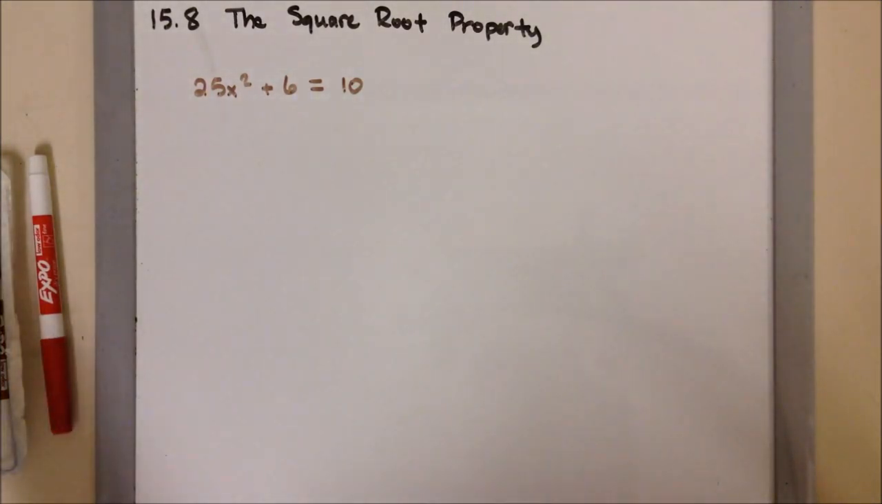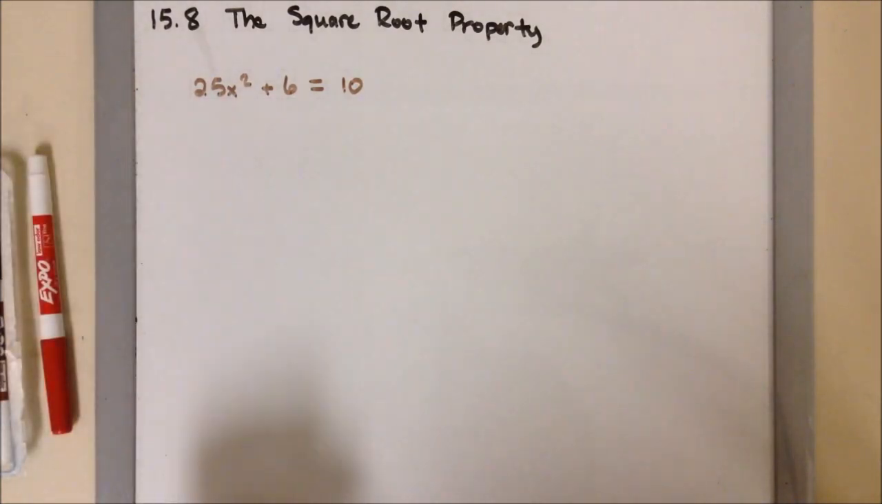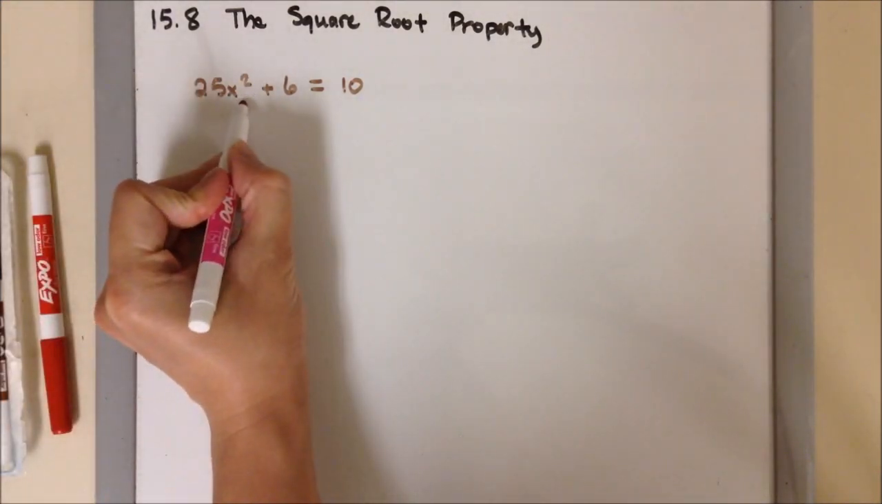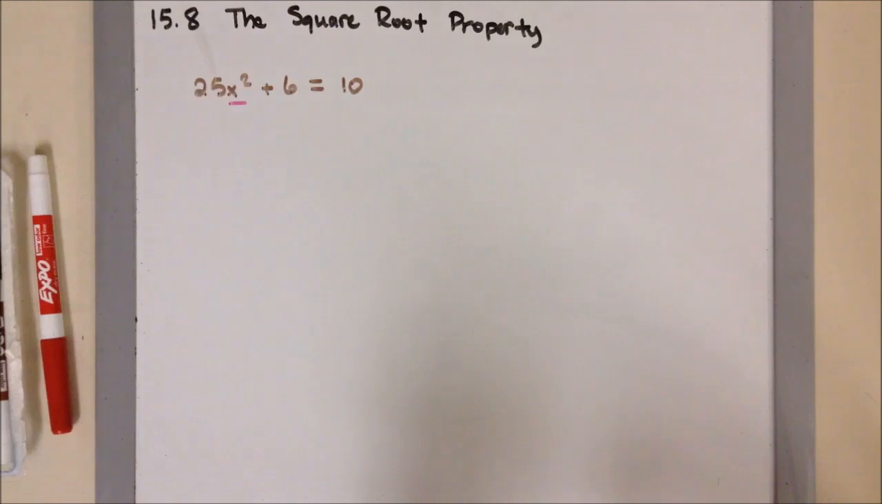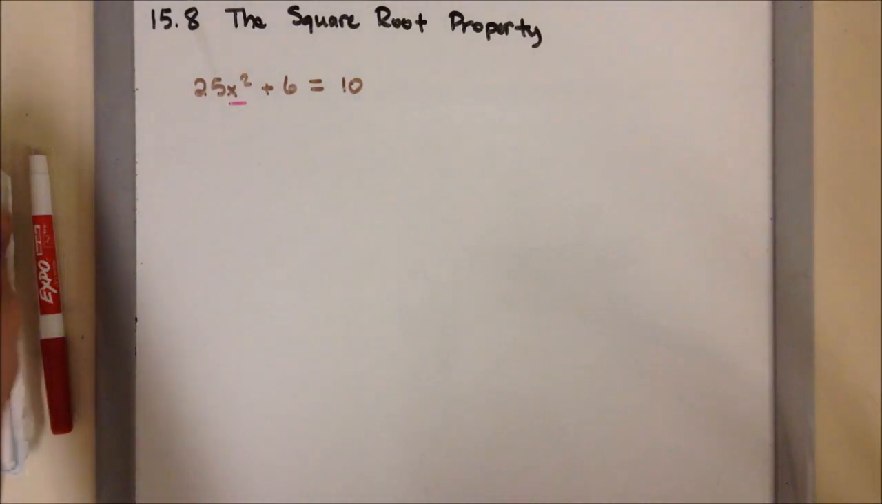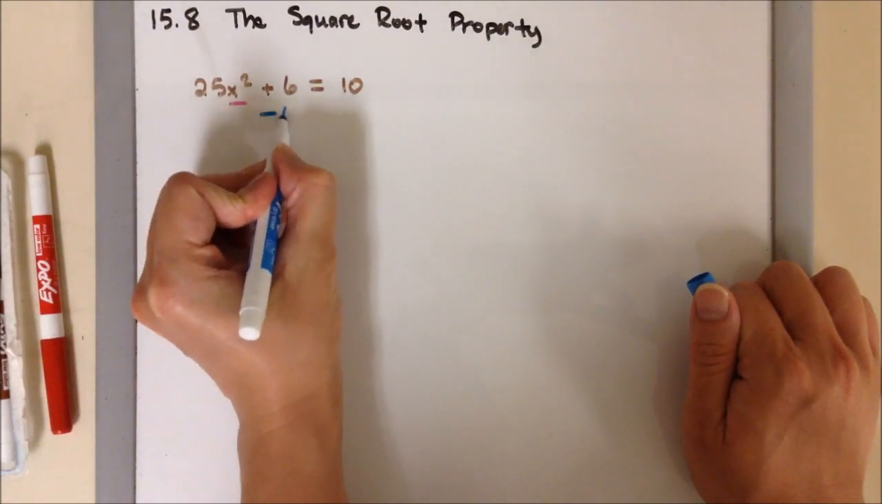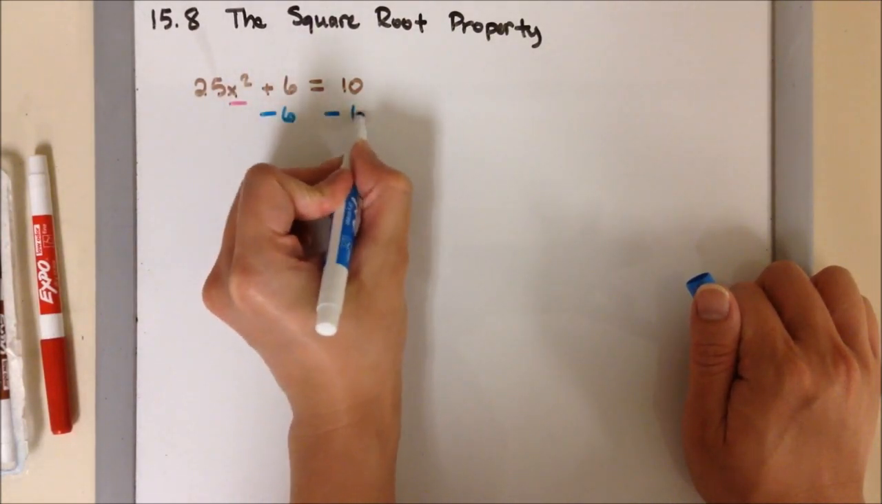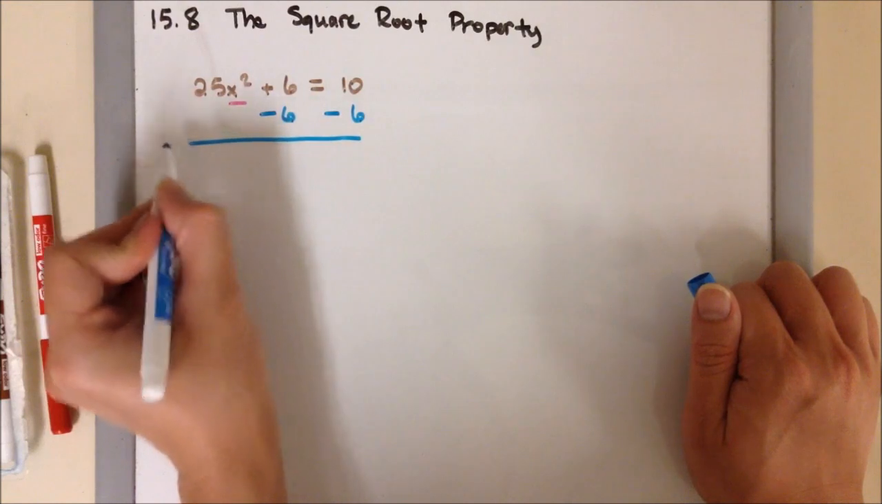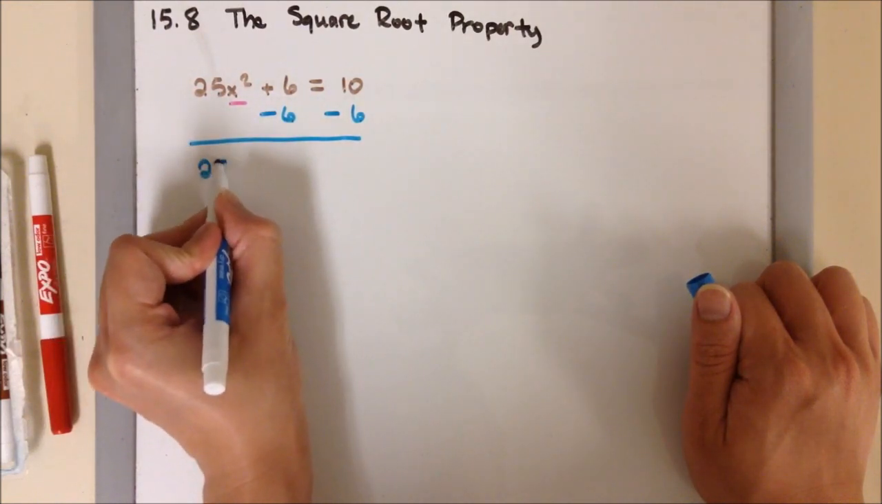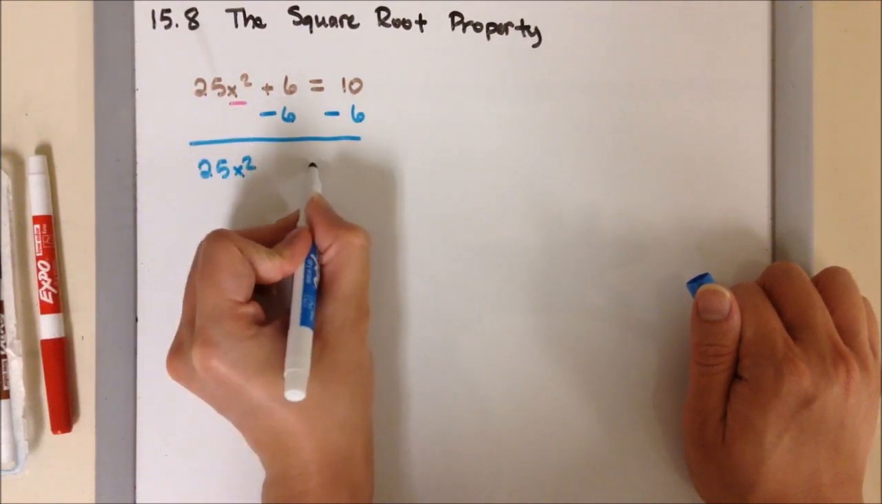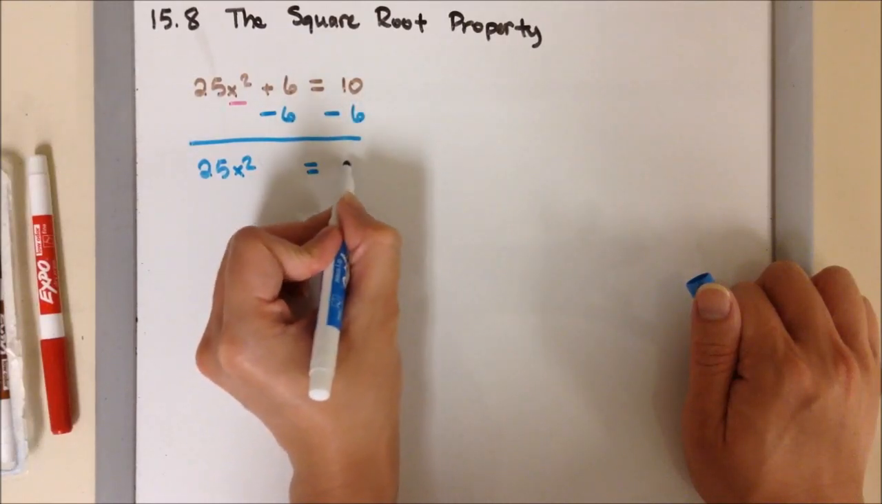So the goal is to get the x squared by itself, just like any given linear equation. You want to get the variable by itself. So the first step is I want to cancel out the 6 from the left side, so I'm going to subtract 6 on the left, therefore subtract 6 on the right to balance. I'm going to have 25x squared equal 10 minus 6, which is 4.